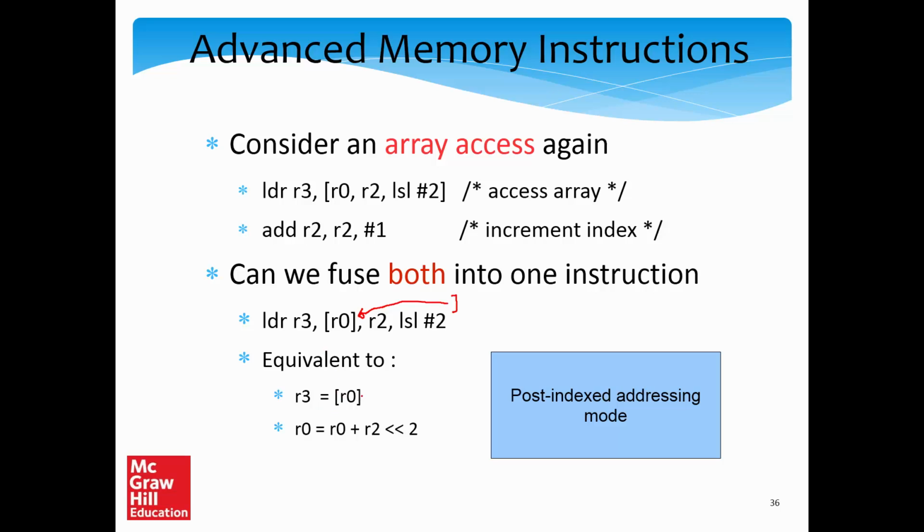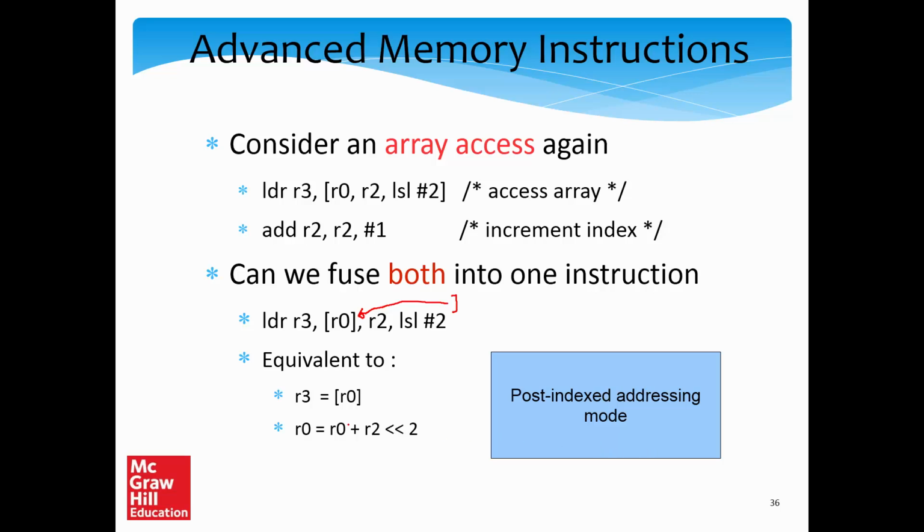set R3 as the contents of R0, and subsequently you compute R0 is equal to R0 plus R2 times 4. So this is what this particular instruction is equivalent to. It's called a post index addressing mode.